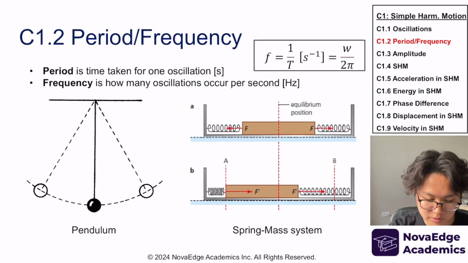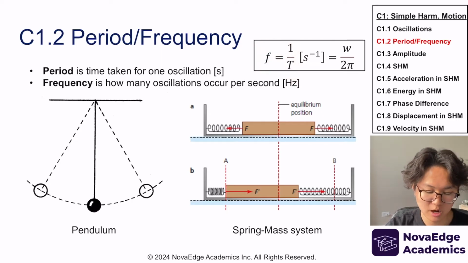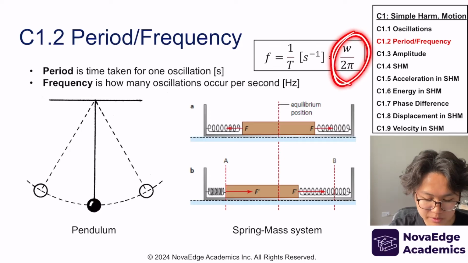Now the inverse of that, 1 over the period, is equal to something called the frequency. Frequency, by definition, is how many oscillations occur per second. The unit is called hertz, but it's actually just the same thing as per second. I'll explain this a bit later.